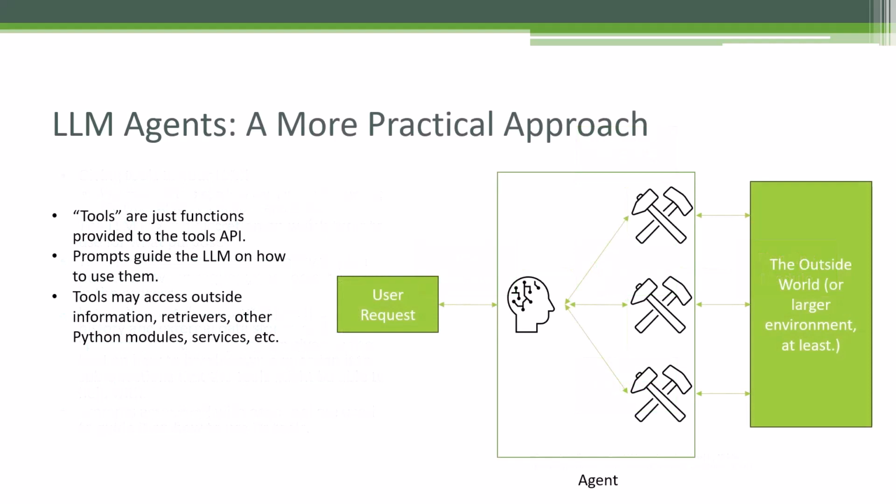Now, in practice, it looks more like this. Like I said, tools are really just functions provided to the Tools API in OpenAI and in similar LLMs as well. We have prompts that guide the LLM on how to use them, and we'll see this in a hands-on example very shortly. If I have a tool that can do calculations, that can do math problems, it might just have a little prompt there that says, this is useful for solving math problems.